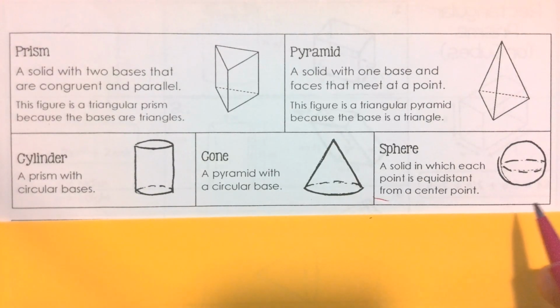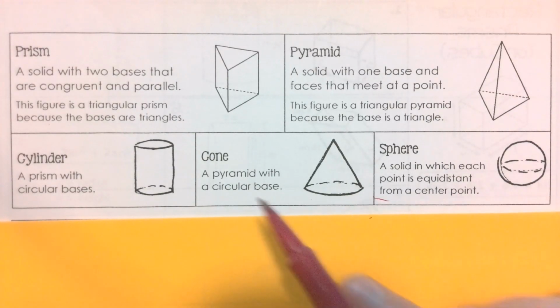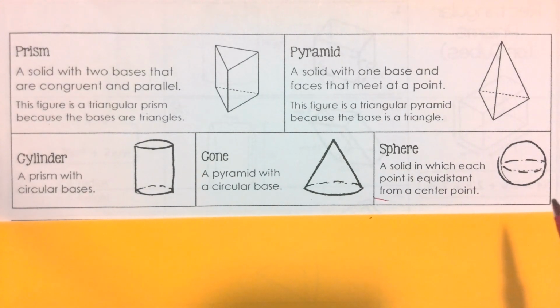And then our last solid is the sphere. It's the only solid that we're going to talk about that does not have a base, and every point is equidistant from the center of it.